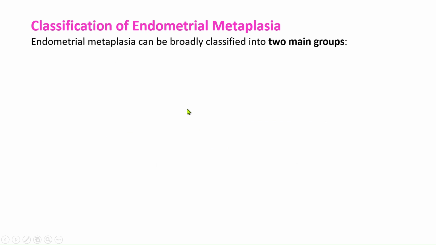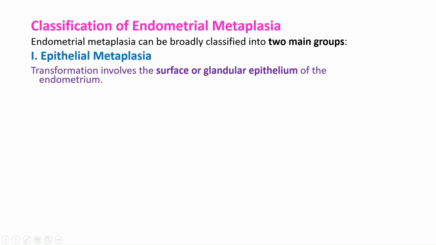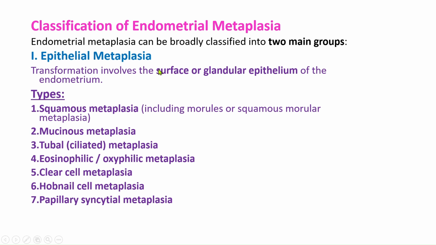Now classification. This metaplasia can be broadly classified into two main groups. First is epithelial metaplasia, in which the transformation involves the surface of the endometrium or the glandular epithelium of the endometrium. Now, what are the types of epithelial metaplasia? So, squamous metaplasia, mucinous metaplasia, tubal, eosinophilic, clear cell, hobnail, or papillary syncytial metaplasia. We will see it one by one.